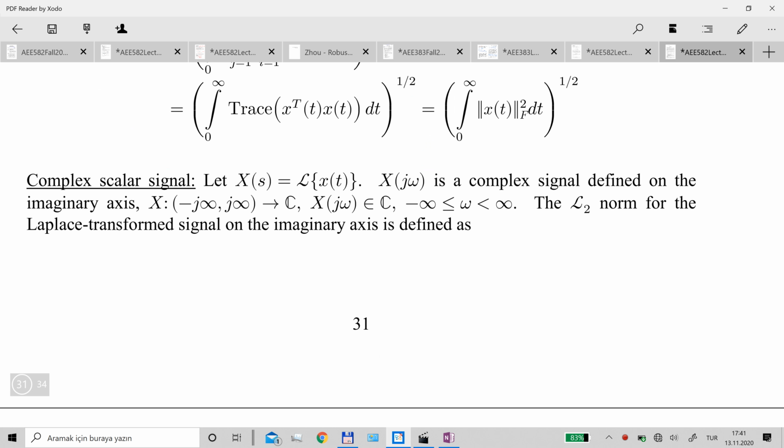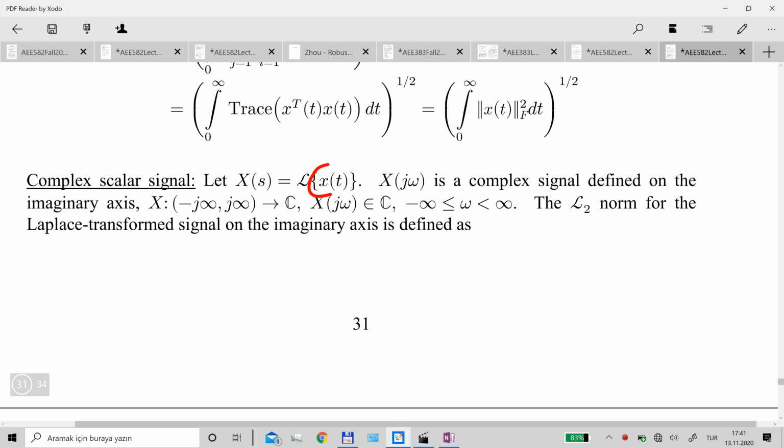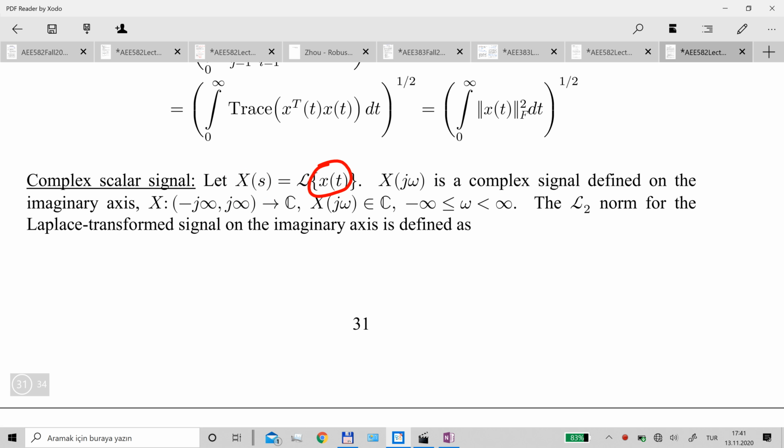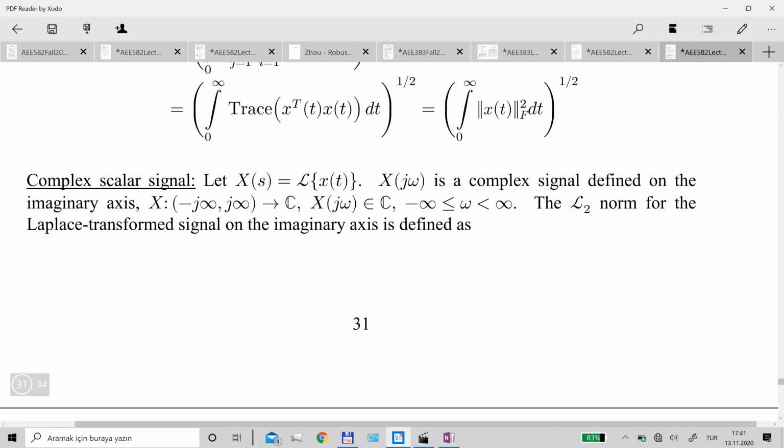So suppose that you have a real signal, and you take the Laplace transform of that, which gives you a complex function. Okay, so in fact, you can call that a complex signal, except that it's a function of s now, a complex variable, and not real time variable. So in that case, a complex signal is defined on the imaginary axis. We take the complex variable to be a purely imaginary number, which can be expressed as j times omega, and omega can extend from negative infinity to positive infinity.